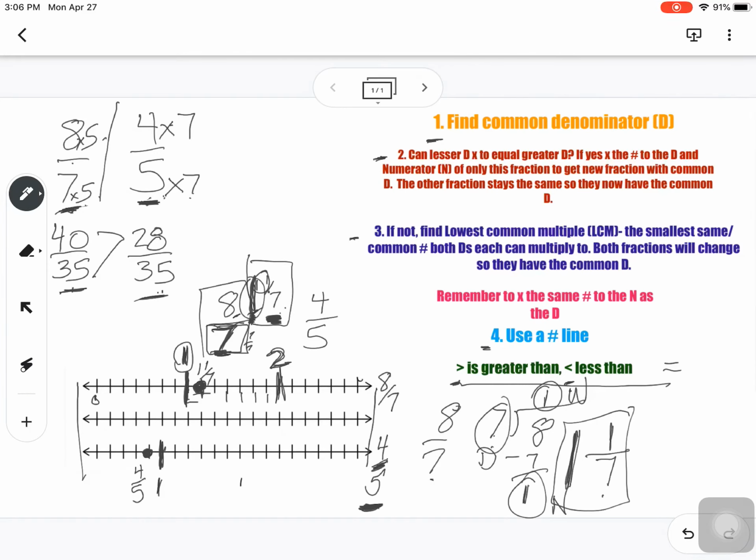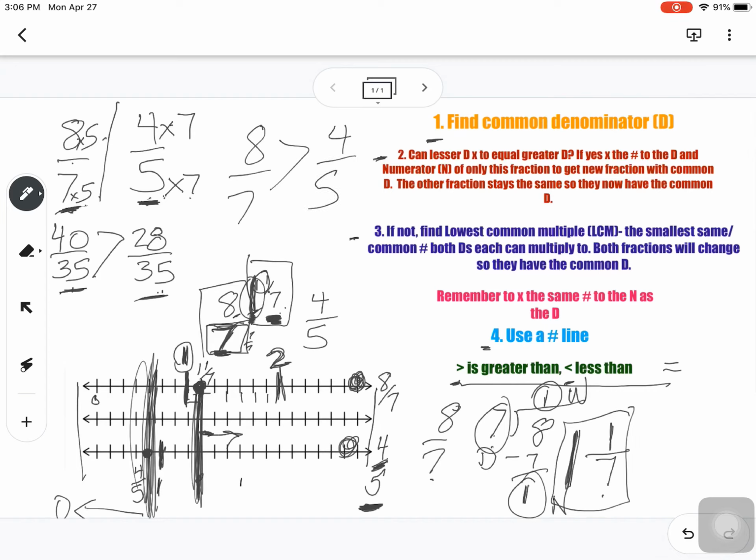Now when I compare this line to this line, I can visually see that 1 and 1/7 is here, whereas 4/5 is here. This one is further this way, so this is greater, and this one's closer to 0, so it is less than. So I know that 8/7 is greater than 4/5. And we already knew that because we had worked it out numerically there. But visually, we can also see it here.